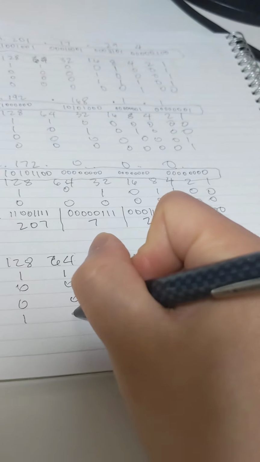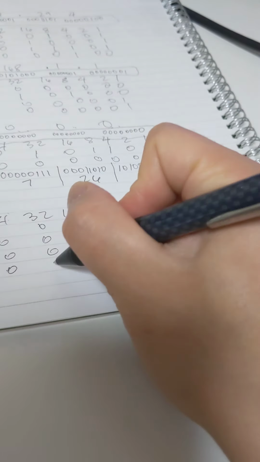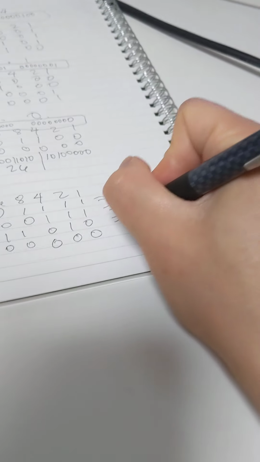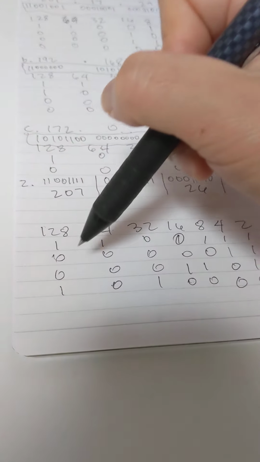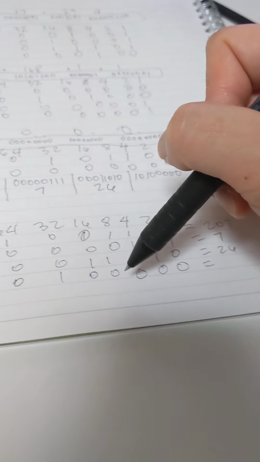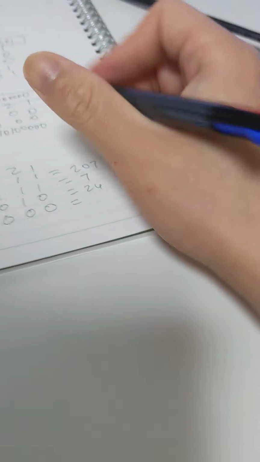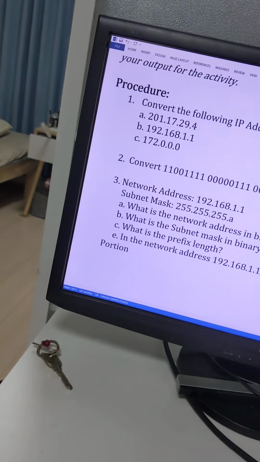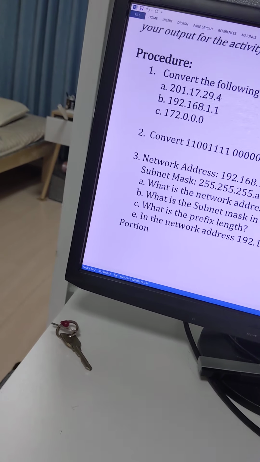This one is the last one. 1 0 0. Start 128 plus 32 is 160. So the answer is 160. So this is the answer for question number 2, to convert this one. Okay, go to the next page.